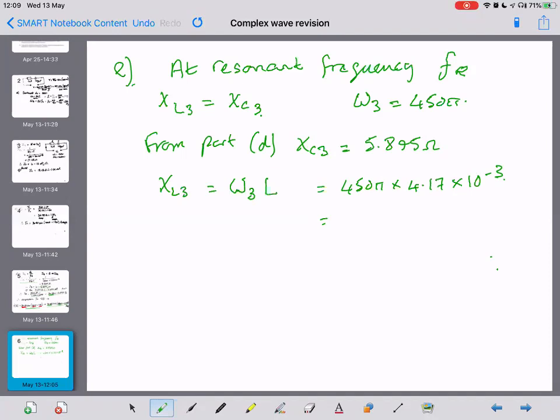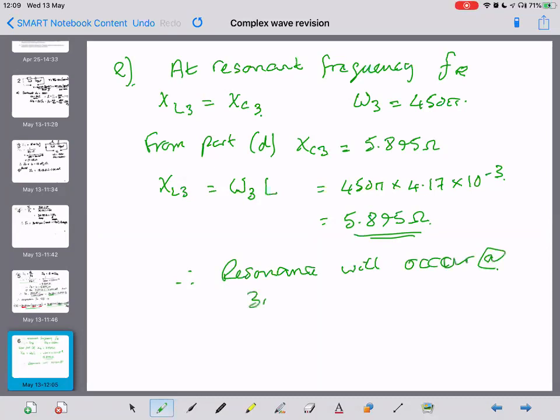You should get 5.895. To the same number of significant figures. Therefore, resonance will occur at third harmonic.